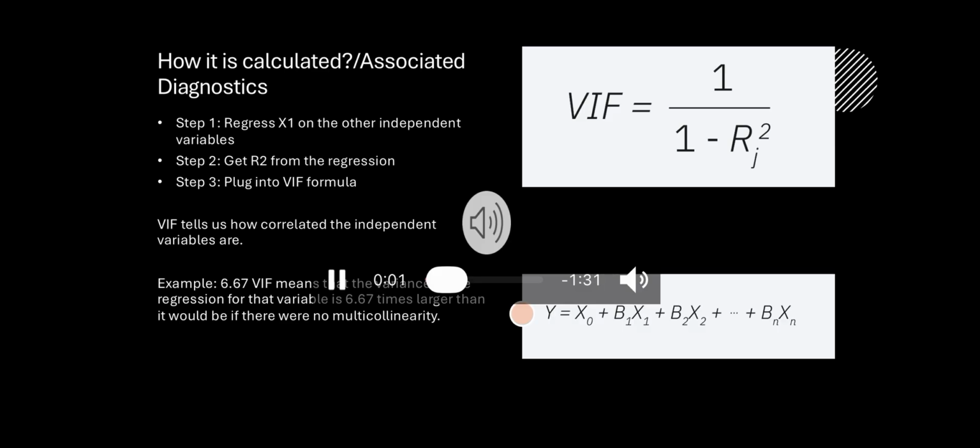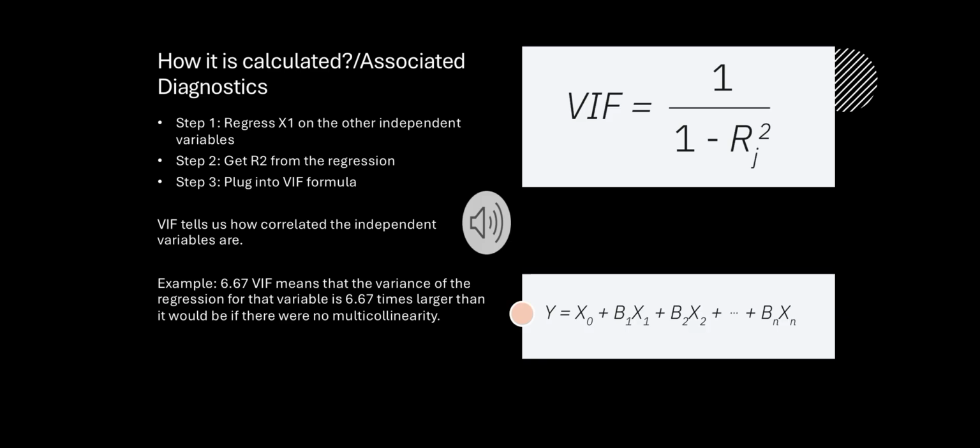Next, we're going to be talking about how multicollinearity is calculated in the associated diagnostics. As you can see, we have some formulas to the side here that can help us identify the correlation of the multicollinearity. The first step that you would take is to regress x1 on other independent variables. This equation is shown in the bottom right, where you can see y equals x0 plus x1 times b1. This is just the regular regression equation.